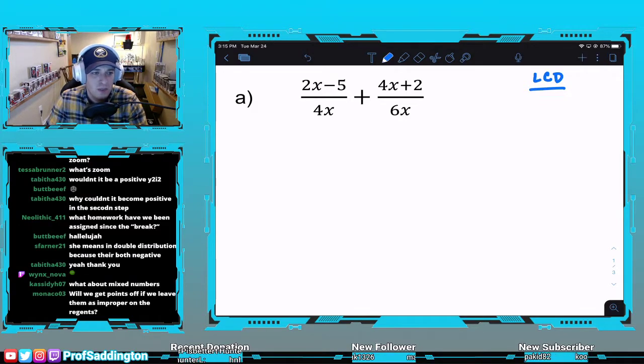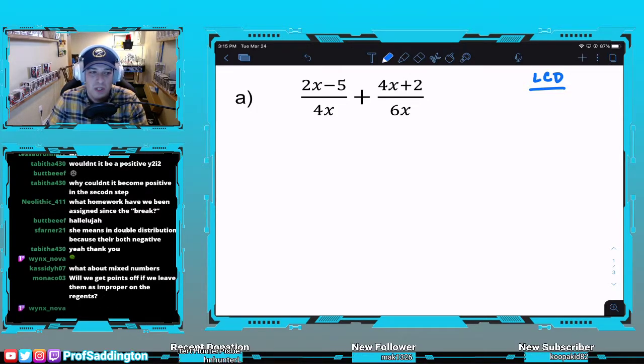Is it improper on the Regents? No, Monica, I was going to read off your name. Ella, you can leave it as improper, and there's no issues. Most of the time, any time on the New York State Regents, they're fine with improper fractions. I honestly don't know why they go all in depth in middle school saying you guys have to switch them to mixed numbers, because it doesn't matter in high school.